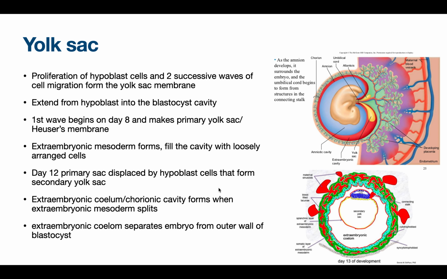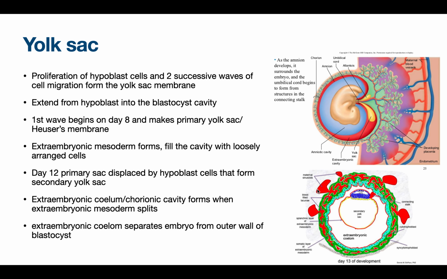And then the extra embryonic coelom or chorionic cavity will form when the extra embryonic mesoderm splits. And then the extra embryonic coelom separates the embryo from the outer wall of the blastocyst. So here are the maternal blood vessels starting to interact with the lacuna, and then the syncytiotrophoblast. And the placenta in this figure is starting to develop.